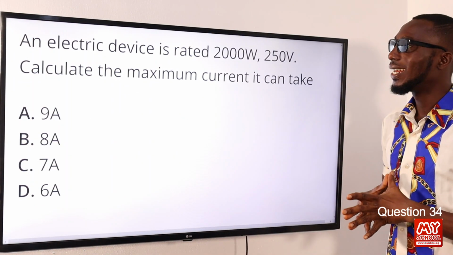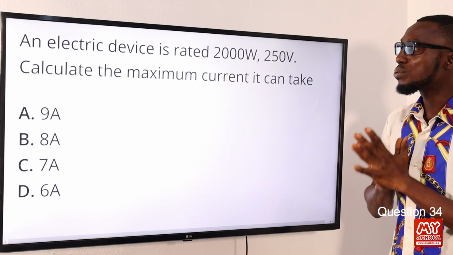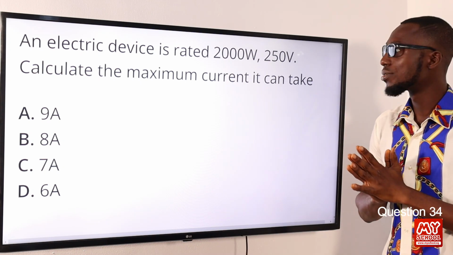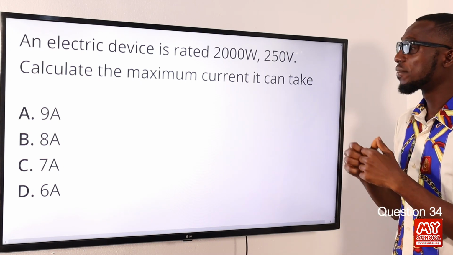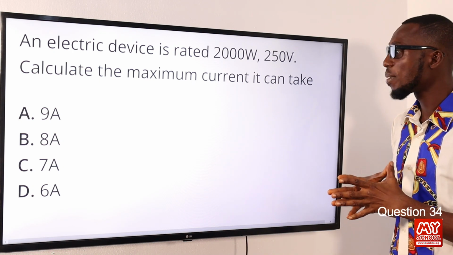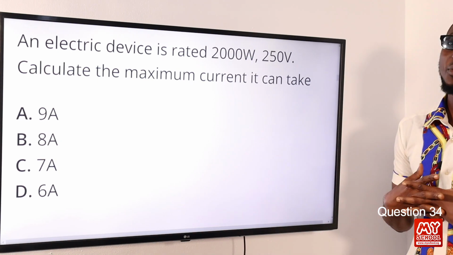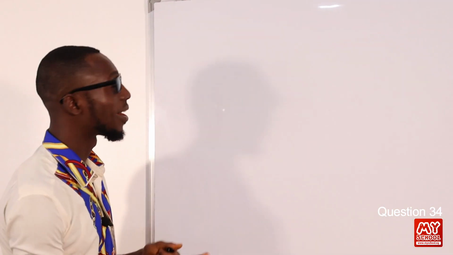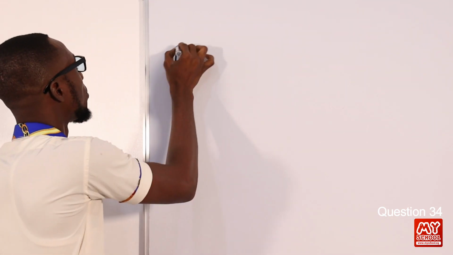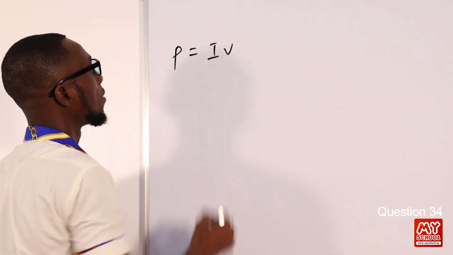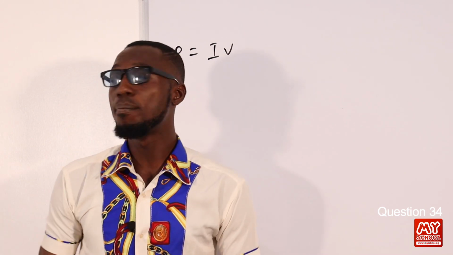34. An electric device is rated 2000 watts, and we have 250 volts. Calculate the maximum current it can take. When we are tapping out for power, we know P equals IV, from several derivations put together. So we can simply use this, P equals IV. We are asked to find the maximum current.